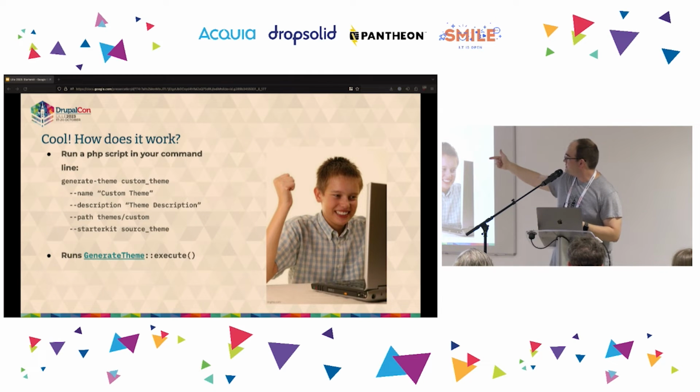You give it the custom theme's machine name, and then optionally some additional flags to give it a human readable name, a description, a path, and then declaring what StarterKit it's going to use. If you don't provide a name, it will just give it the human readable name matching the theme name, the machine name. If you don't give it a description, it just doesn't get one. If you don't provide a path, it defaults to just themes. So if you like to keep your themes separate in custom and contrib, you may want to override that to themes/custom. And if you don't provide a StarterKit source, it defaults to core's StarterKit theme. Once it does that, it opens up the generate theme command in the Drupal core directory and runs the execute function.